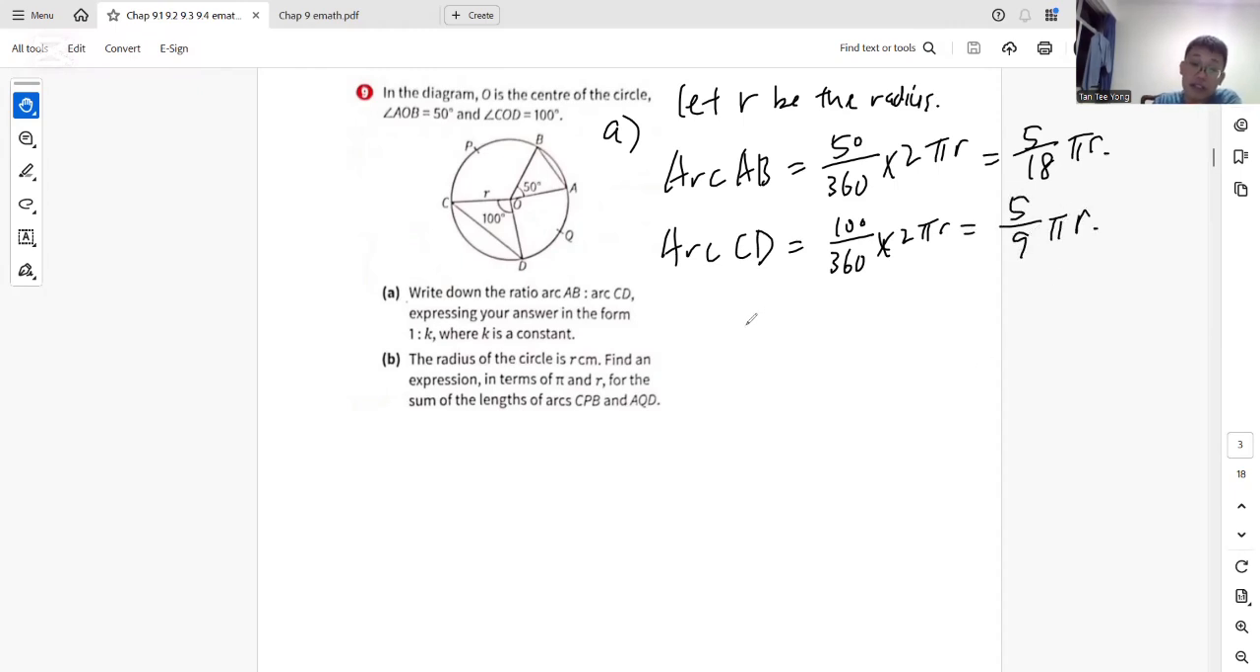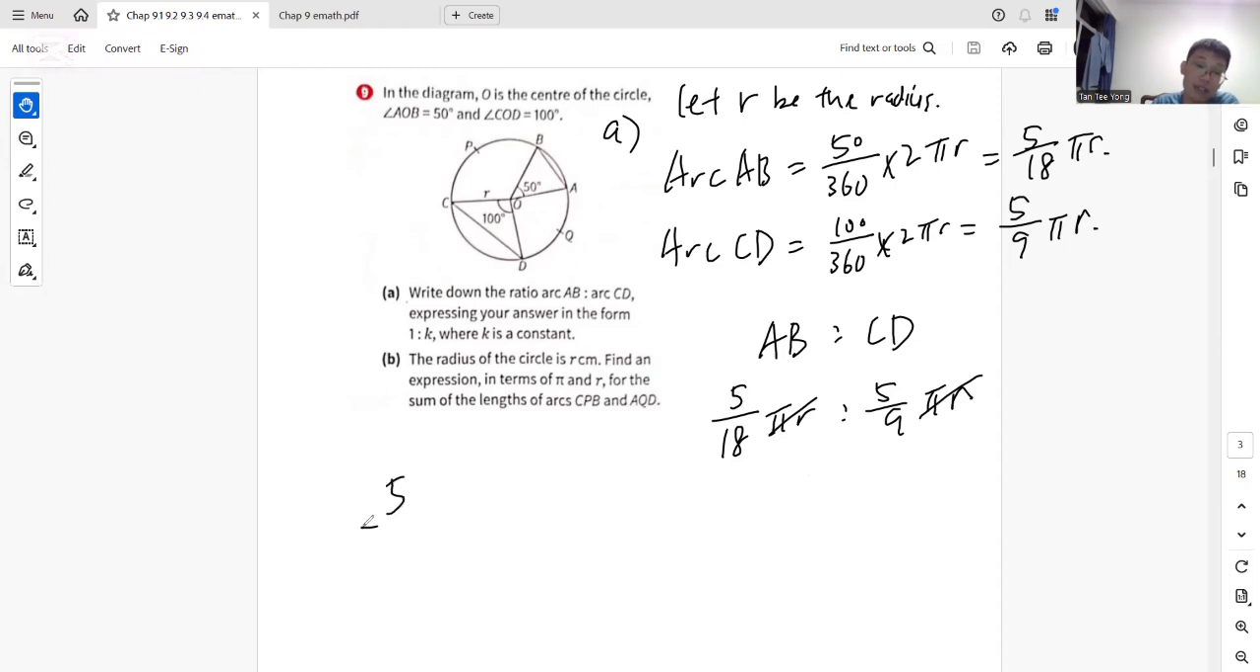All right, so the ratio of arc AB to arc CD is 5 over 18 pi r to 5 over 9 pi r. I'd better write the r properly. As you can see, both have pi r, so we can just cancel them out. Then you just key in your calculator.